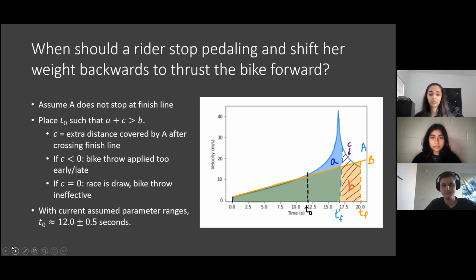And since A must equal B, then C is greater than 0. If C is less than 0, then we know that the bike throw was applied either too early or too late. If C is equal to 0, the race is a draw. And this means that A and B cross the finish line at the same time, which means that the bike throw was ineffective. With the current values we've used for our parameter ranges, the graph shows that the bicyclist should stop pedaling and shift at approximately 12 seconds.